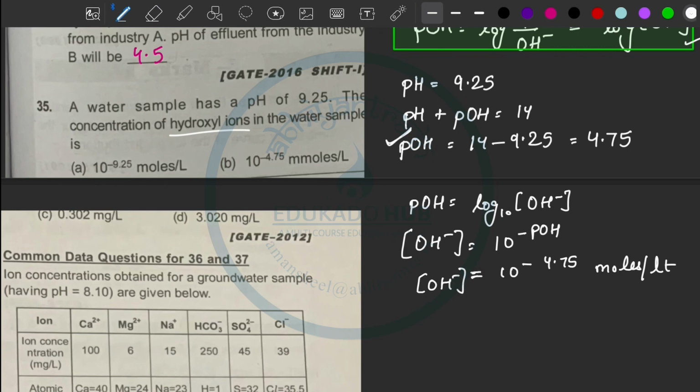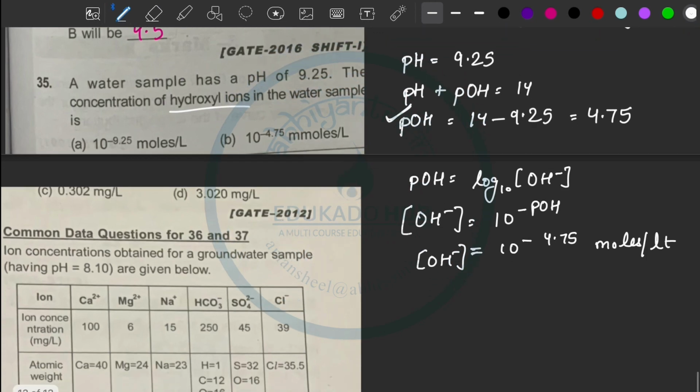Now this is an option, option number B, but we need to see that it is given in millimoles per liter, not moles per liter, so this is wrong. The remaining options are C and D. Let's solve it further. We have the concentration in moles per liter, but the options are in milligram per liter, so let's change it into milligram per liter.